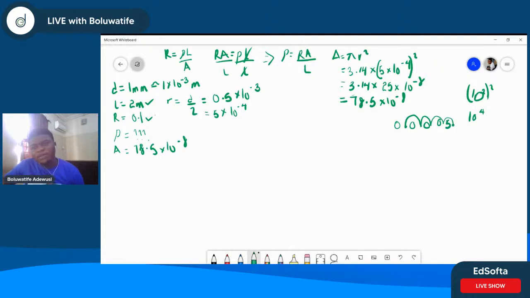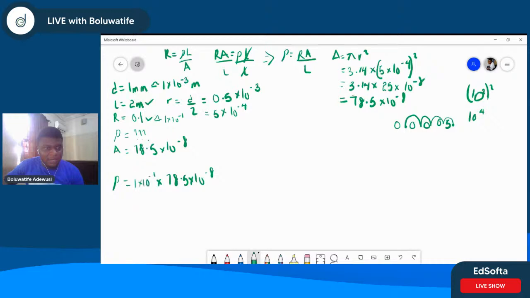So now we can solve it. I have rho equals to what? RA over L. So my resistance here is 0.1, my area is 78.5 times 10 raised to power minus 8. Now I can write this 0.1 as 1 times 10 raised to power minus 1, so that it makes things a whole lot easier.